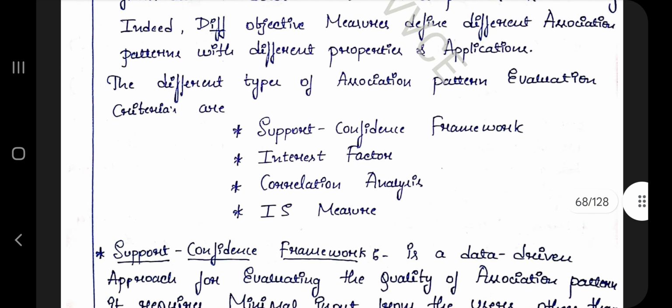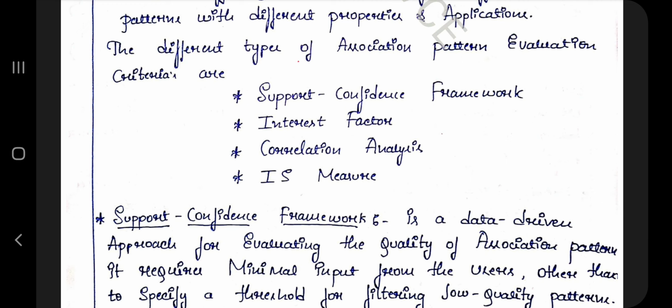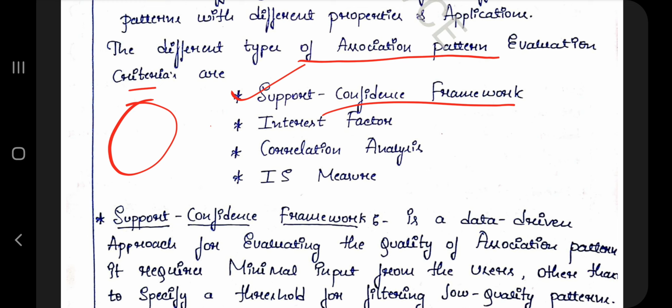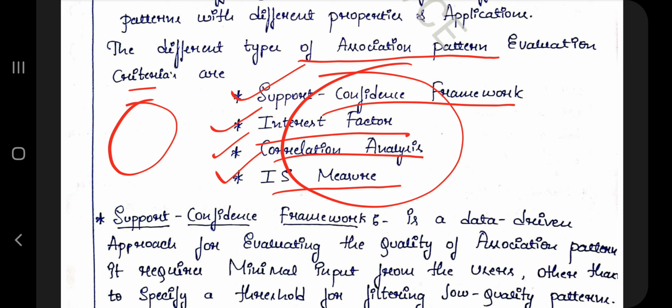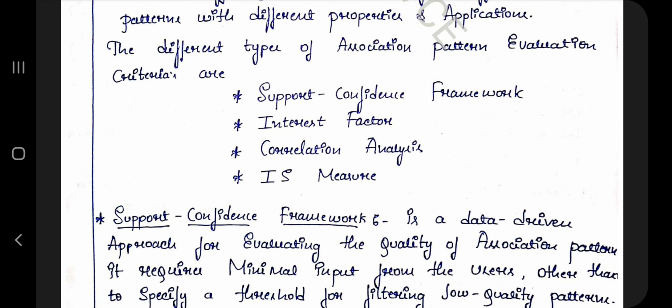That's explained here. So the different types of association pattern evaluation are, means we'll calculate whether the result we have got is relevant or not. By using 4 factors we'll calculate: support confidence framework, interest factor, correlation analysis, and IS measure. These all just have formulas, and by the name itself you can understand what it means. So just have a look at the formula and write the definition in your own words. Okay, so I'll go through each one by one.